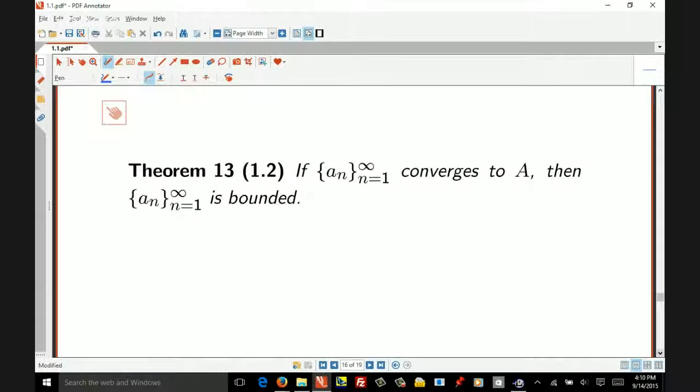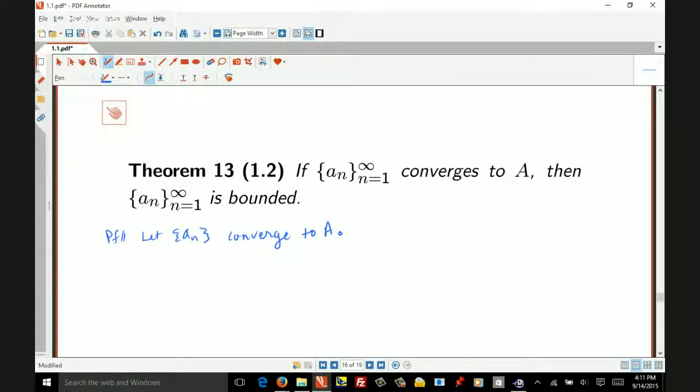So if a_n converges to a, then a_n is bounded. That's our next theorem. What's the hypothesis? Converges. And the conclusion is bounded. Then a miracle happens. Wouldn't that be nice? This one is actually pretty short. It's not a long proof at all.